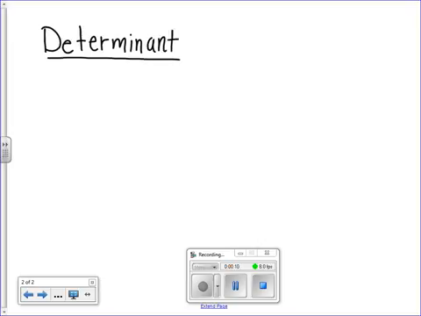So we're going to start out today. We're going to find the determinant of, we'll just go with a 2 by 2 matrix to start with. So what exactly are those? Each square matrix has this number associated with it called a determinant.